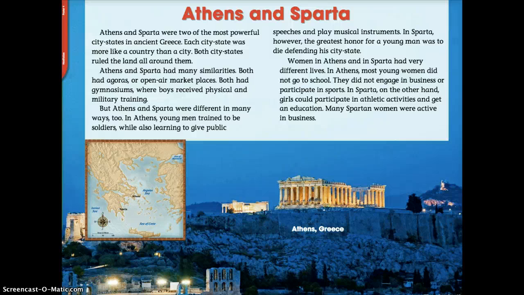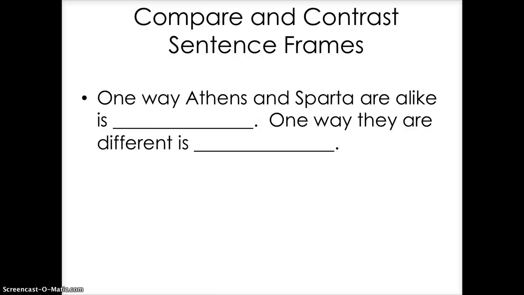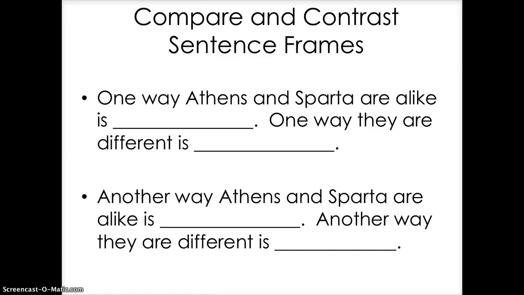And let's look at what we want to do right now. Using this sentence frame, one way Athens and Sparta are alike is blank. One way they are different is blank. You're going to complete that. Unfortunately, I did not put this in your packet because for some reason it's not there. And then once you do that, you'll do another way Athens and Sparta are alike is blank, and another way they are different is blank.